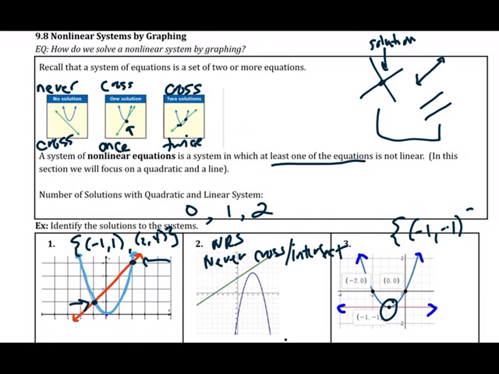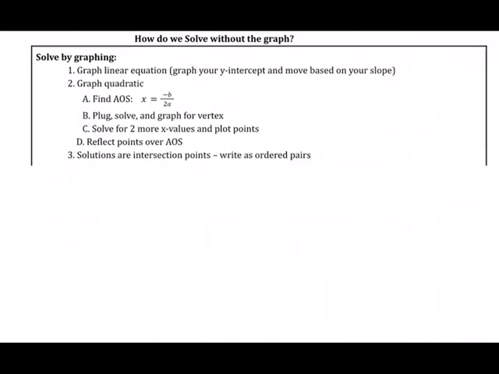So that's identifying the solutions to a nonlinear system from a graph. You're just looking for the points where they cross. Again, it's possible that they cross never, that they cross once, or that they cross twice. Now let's look at what do we do if we are not given the graph for the nonlinear system. If we aren't given the graph of a nonlinear system, that's fine. We know how to graph. Let's just review briefly how exactly we graph.